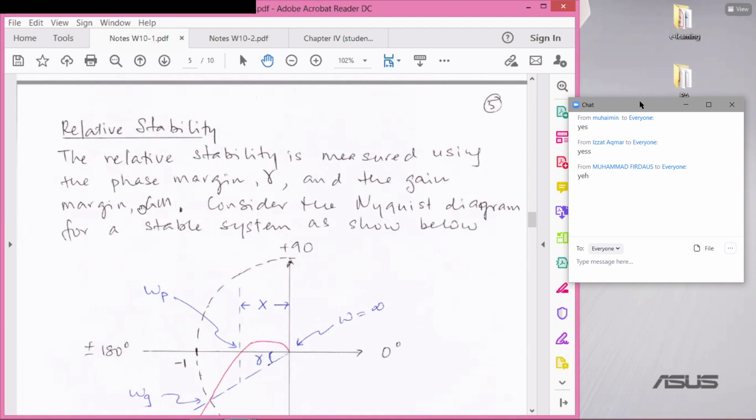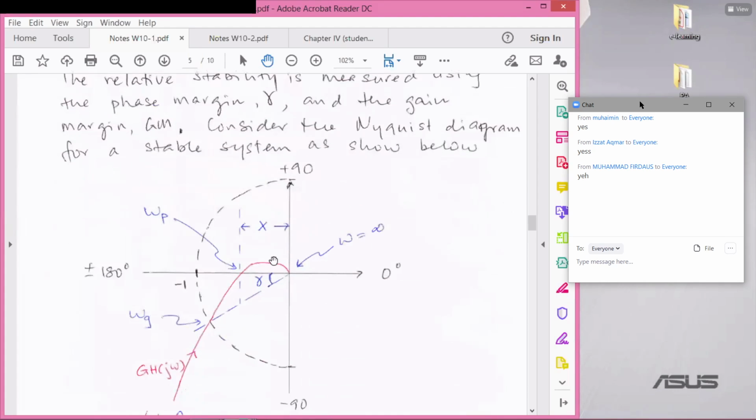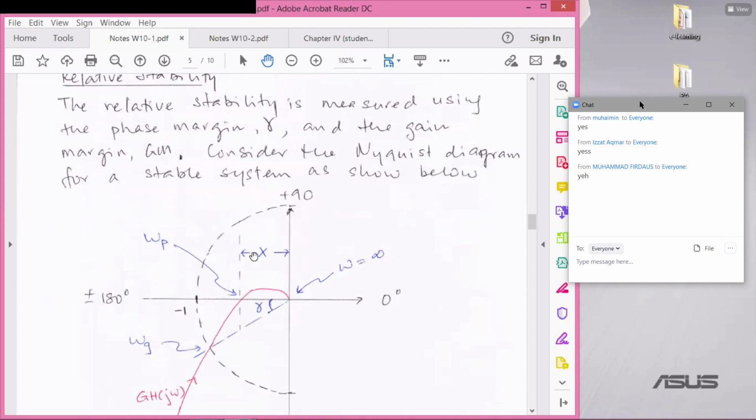And what is the gain margin? The gain margin is evaluated using the magnitude at the phase crossover frequency. The magnitude at the gain crossover frequency is equal to 1, this is by definition, but to evaluate the gain margin, you need to know the magnitude at the phase crossover frequency, which is x. X here is the magnitude when frequency is equal to the phase crossover frequency. So the gain margin is just 1 over x.